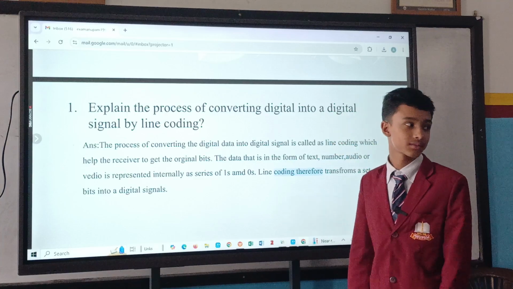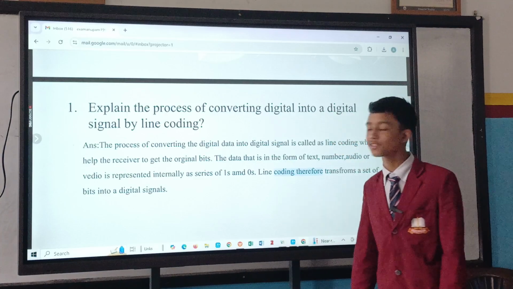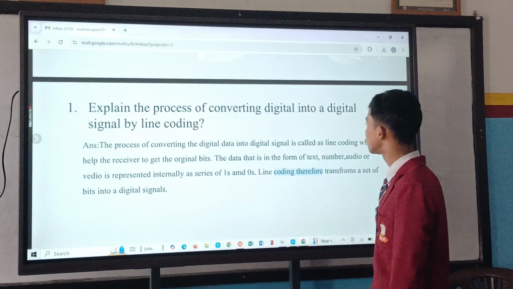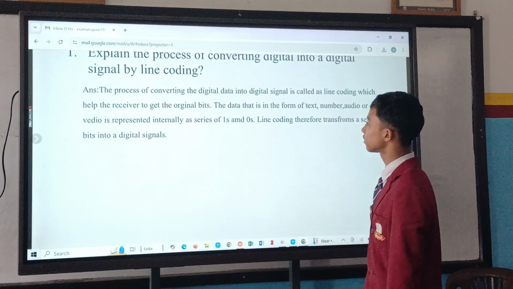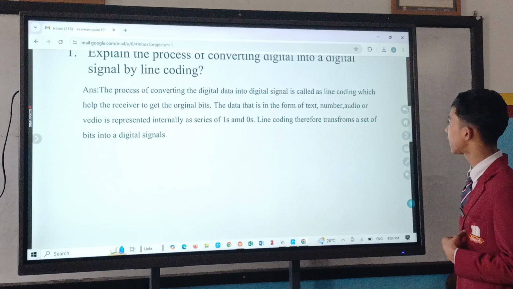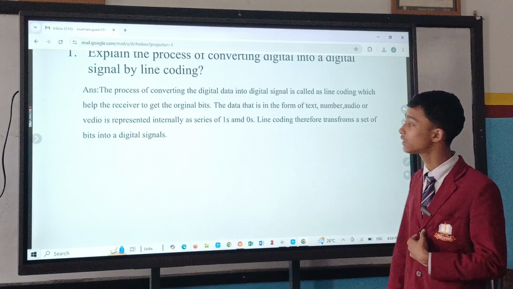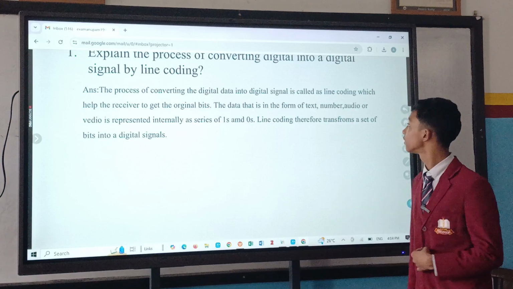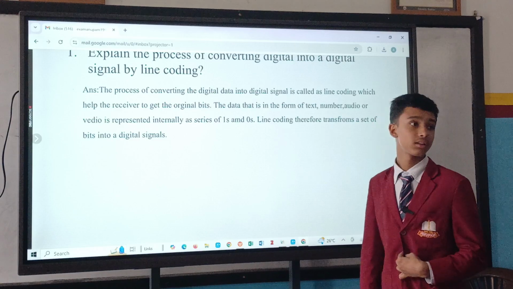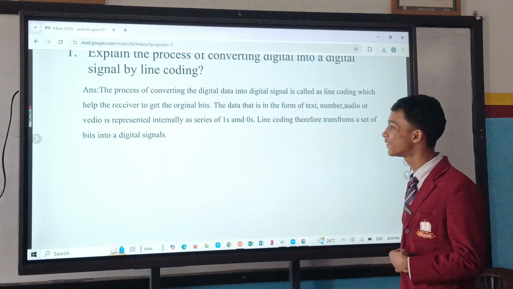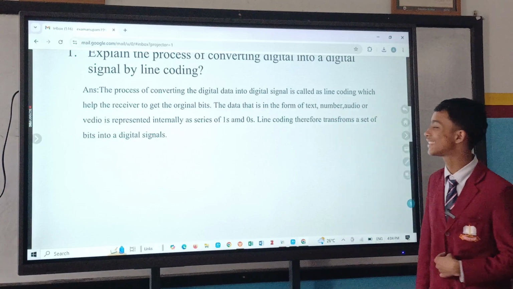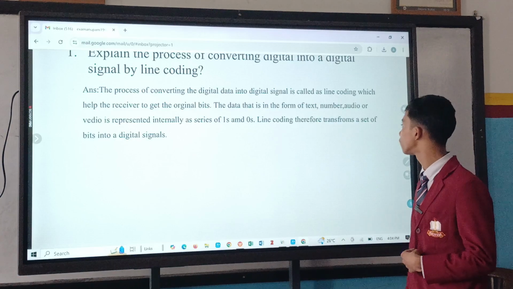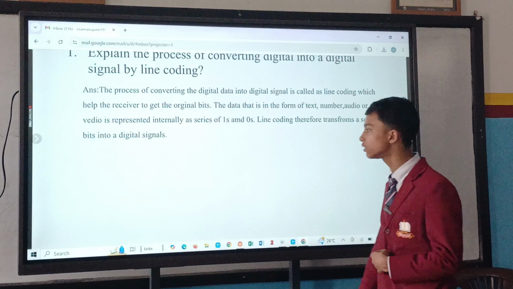As you know, I am Saurat Patel, and my presentation is on long question answers. Question number one: explain the process of converting digital data into a digital signal by line coding. The process of converting digital data into a digital signal is called line coding, which helps the receiver get the original bytes. Data in the form of text, numbers, audio or video is represented internally as a series of 1s and 0s. Line coding therefore transforms a set of bits into a digital signal.